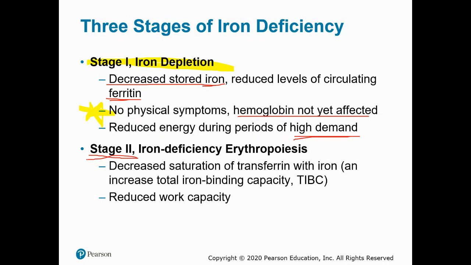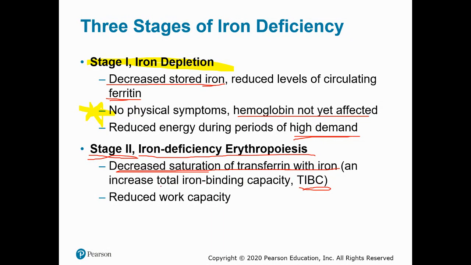So stage 2 is typically where we start to pick things up. Stage 2 is also called iron deficiency erythropoiesis. In stage 2, we start to see a decrease in the saturation of transferrin. Remember, transferrin is the transport protein for iron in the blood. So decreased saturation of transferrin with iron. So we see transferrin carrying less iron. What goes along with this is actually an increase in something we call total iron binding capacity, or TIBC. These are also things that can be looked for on blood work.